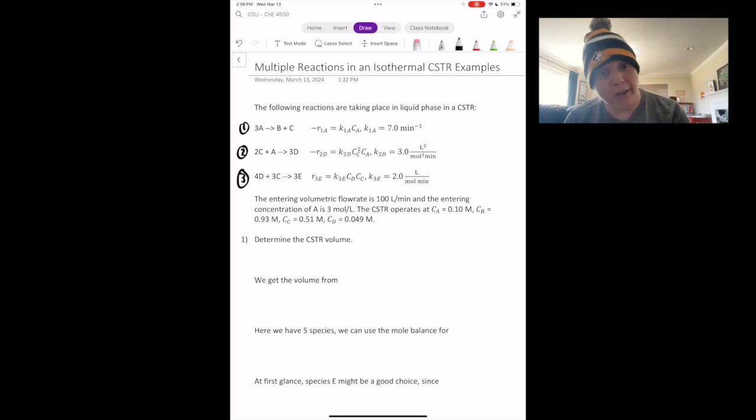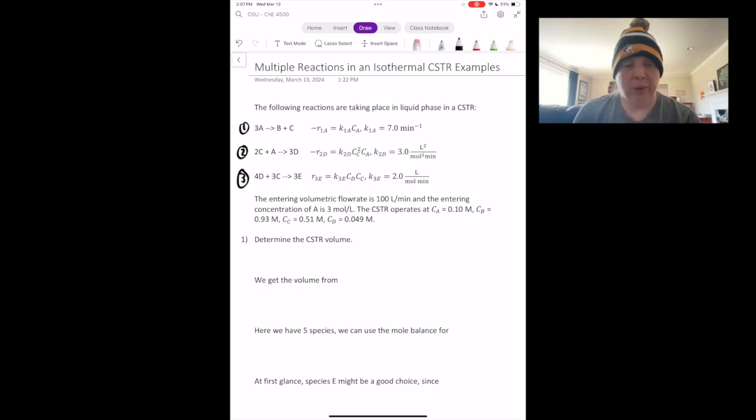Note that reaction 1 is written in terms of species A, the rate of reaction 2 is written in terms of species D, and the rate of reaction 3 is written in terms of species E. This will become important in a minute. We're given information about this system of reactions. The entering volumetric flow rate we're given, and we're given the entering concentration of A.